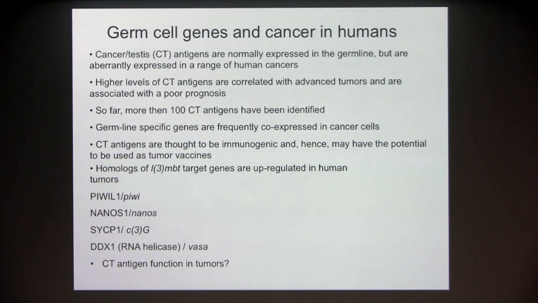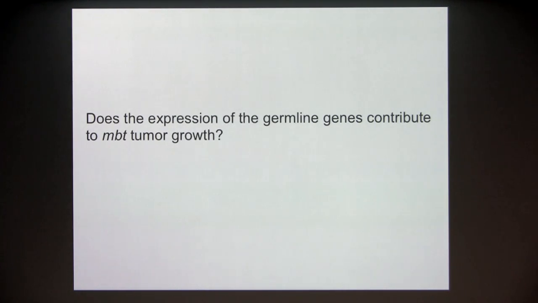What in human tumoral biology until now was not known is the function of these CT antigens. So basically, what they know is that they are aberrantly, ectopically expressed in human tumors, but their function until now was not known. So the main question in this project was whether there is any functional relevance of the expression of these germline genes in the brain tumors.